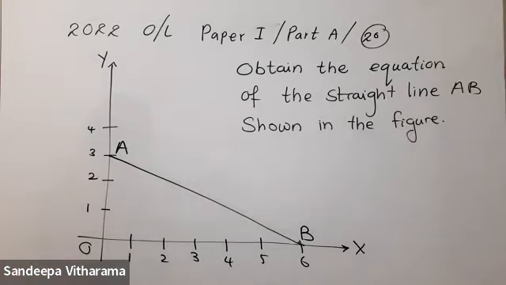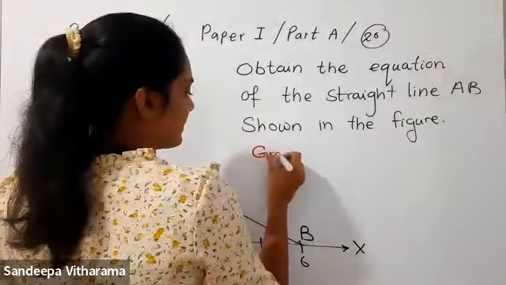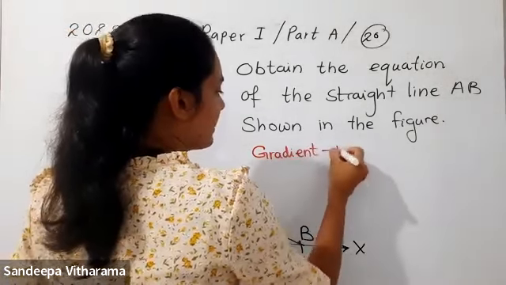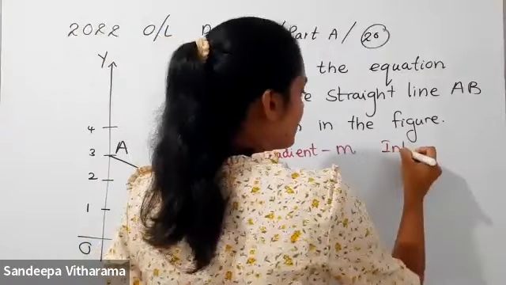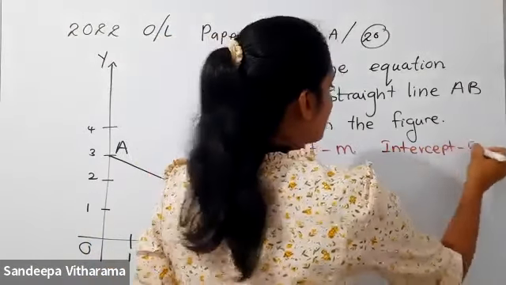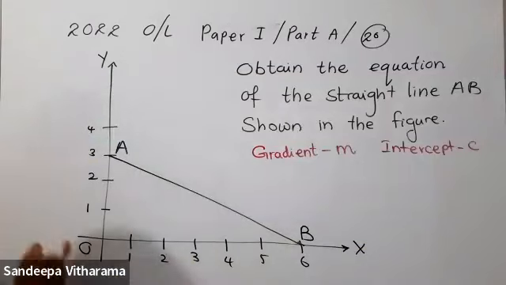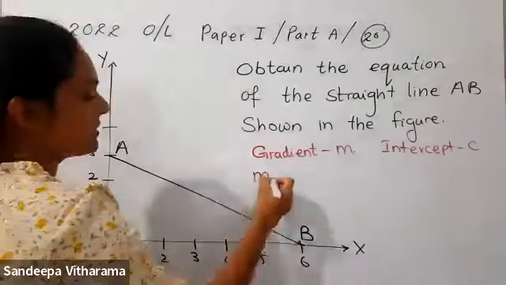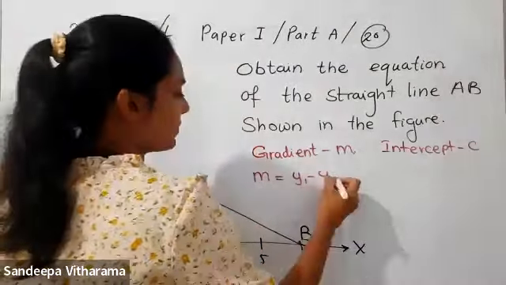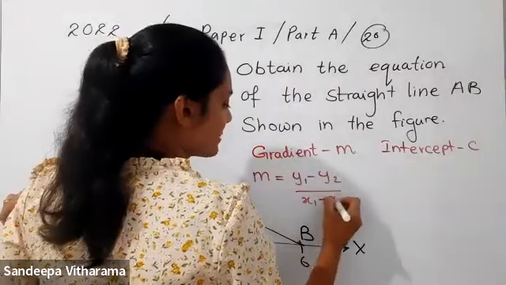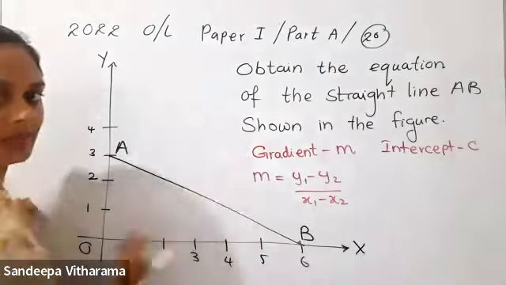Okay, already you will be able to obtain the answer. Here, to obtain the equation of the straight line AB, we need the gradient, which is m, and the intercept, which is c. m means the coefficient of x, and c is the constant term. Then, from the given graph, we identify the gradient. It is obtained by the difference of y coordinates divided by the difference of x coordinates. This is the way of finding the gradient.